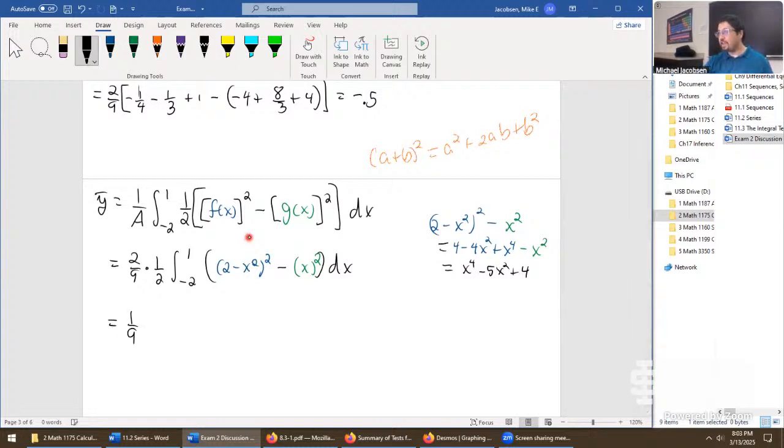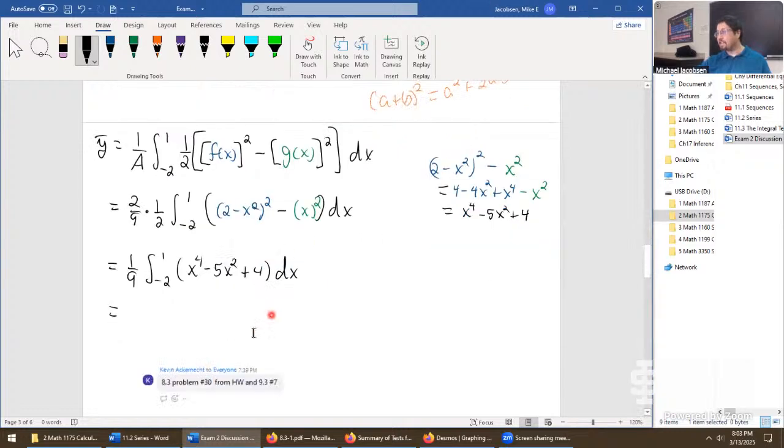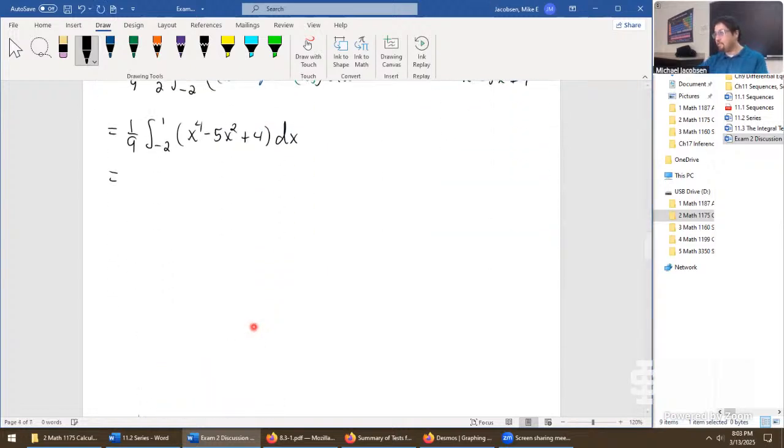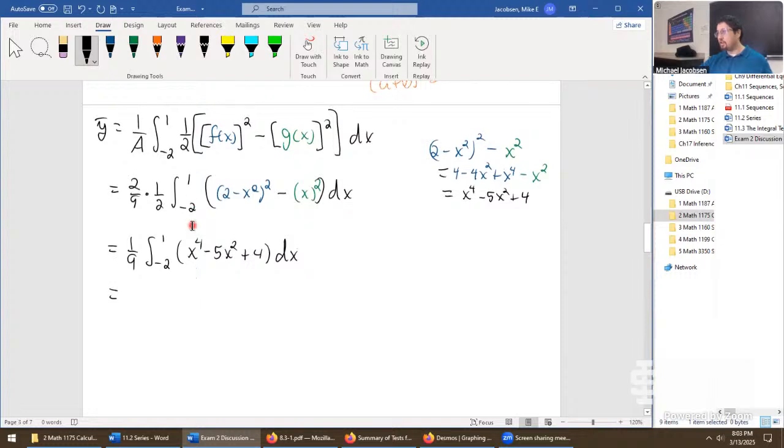We are now dealing with the 9th. Integrate from -2 to +1 of x power 4 minus 5x squared plus 4. One last integral to survive, and we've got the centroid of this thing. So this one is a 9th. A 5th x power 5 minus 5/3 x cubed plus 4x. This is going from -2 to +1 again.